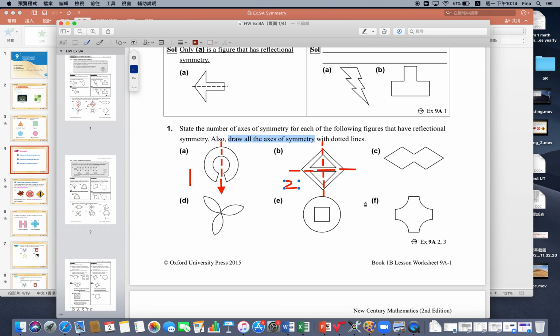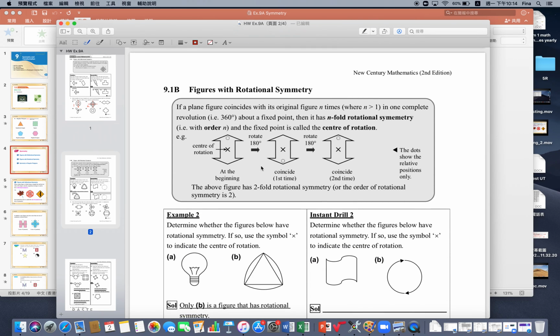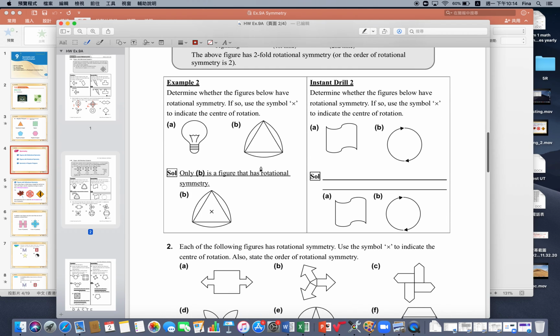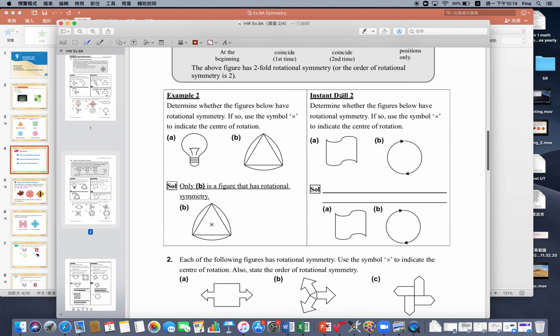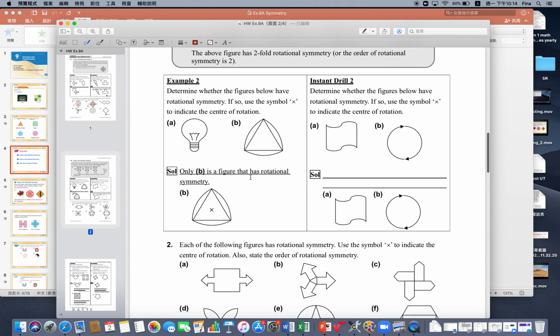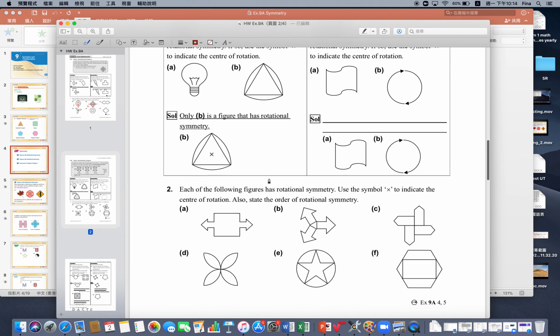Just follow this. I just want to remind you that for question 1, you have to state the number of axes of symmetry and draw all the axes of symmetry. And then the second part is about the rotational symmetry here. Also, for drill 2, I think you can refer to example 2 to do it. I don't want to repeat it, just follow the presentation about example 2.